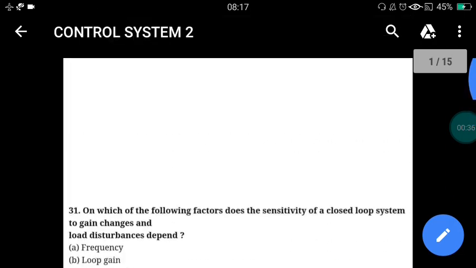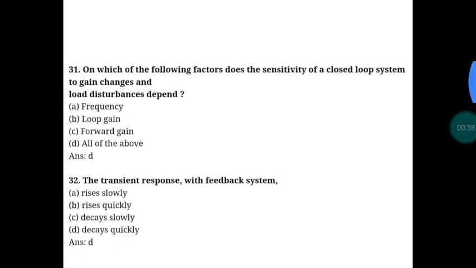First, question number 31, because I have covered 30 questions in the first part, so I'm starting with 31. On which of the following factors does the sensitivity of a closed loop system to gain changes and the load disturbance depend? The options are frequency, loop gain, forward gain, all of the above. The correct answer for this question is all of the above.